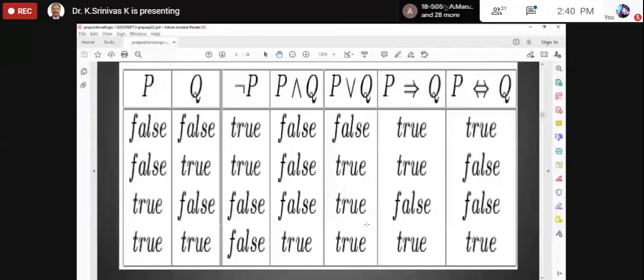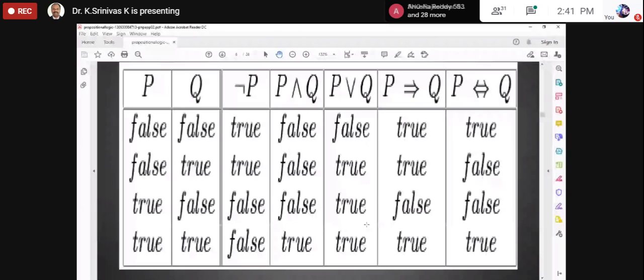P and Q. P is false, Q is false, then P and Q is false. False and false is false. False and true is also false. False and true cannot be together. True and false cannot be together. True and true is possible. And P or Q. False or false is false. False or true is true. True or false is true. True or true is true.